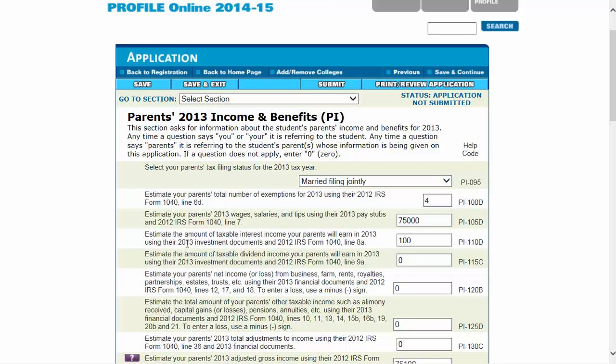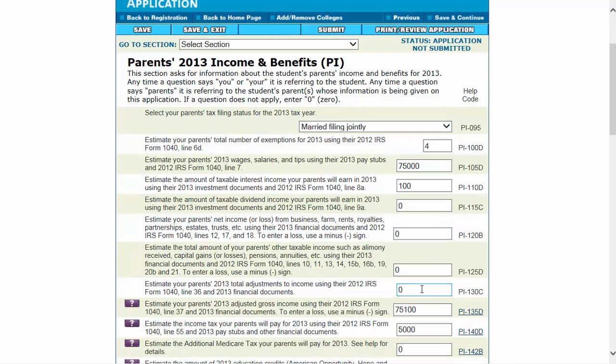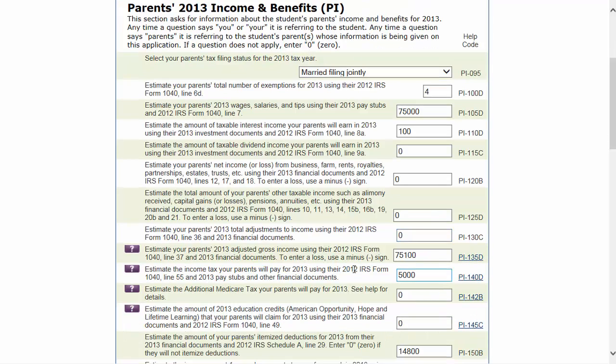Because we said in the registration step that we hadn't yet filed our 2013 income tax return, it's asking us to go look at 2012 to get an idea of what would be a good answer for 2013. As always, it is perfectly acceptable to put in 0 when the answer is 0, but you don't want to leave it blank. This question: estimate your parents' adjusted gross income.